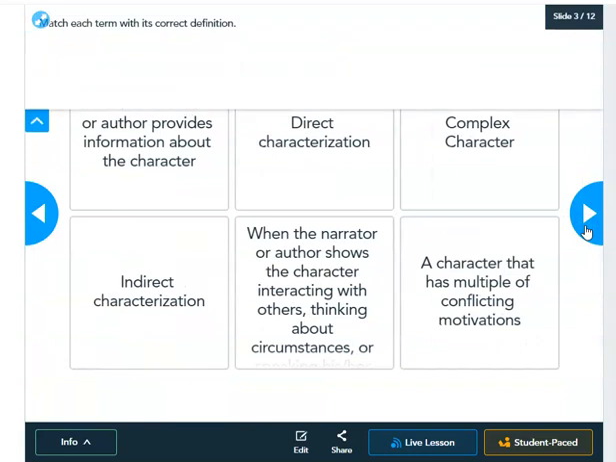In our very next slide, you're going to be matching each term with its correct definition. So as you can see, we have three terms here: indirect characterization, direct characterization, and complex character. So it's up to you to decide which of these terms matches with these definitions down here. So you're going to click on one, click on the other, and see if you are right. And if you have your Springboard book with you, it should make it all the more easier for you to look at the definitions on the page.